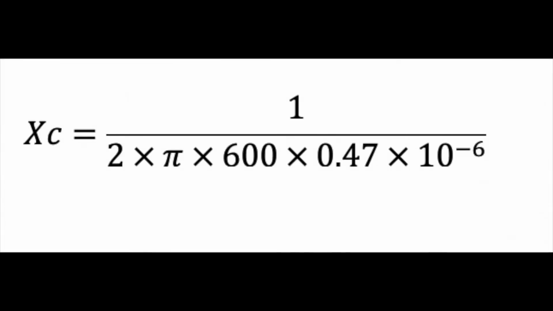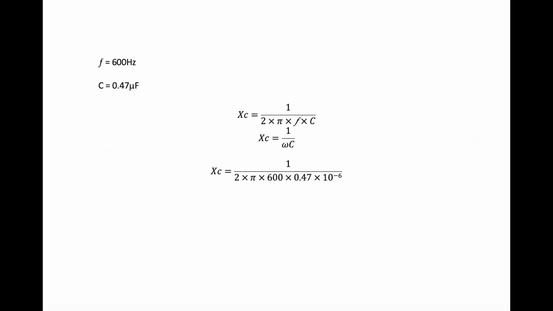Look up, back down, the frequency is now 600 Hz. Look again, the value for Xc is now 564 ohms. In other words, the higher the frequency, the less an inductor or capacitor will oppose the current.